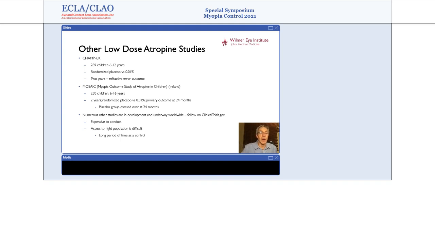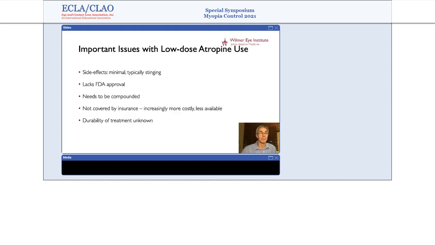Just to be complete, there are other low-dose studies going on around the world. In fact, in most countries, you can find one going on at the moment. CHAMP UK is looking at 2 years placebo versus 0.01%. Mosaic is a study in Ireland using 0.01% versus placebo, again a 2-year study. Numerous other studies, as I mentioned, do follow those online.